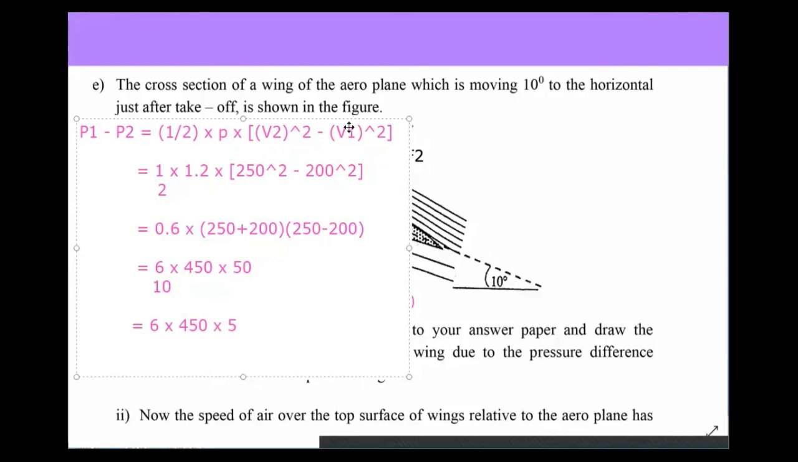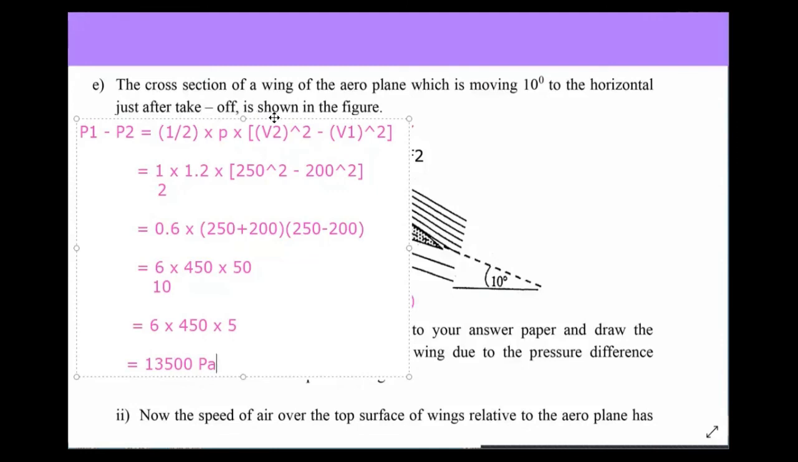Right, so it is said that it is 13,500 Pascal. Is it correct, dear? Kamal, is it 13,500 Pascal, P1 minus P2? Yes, sir. Yes. Okay, I'll erase it. I think you have obtained the answer.